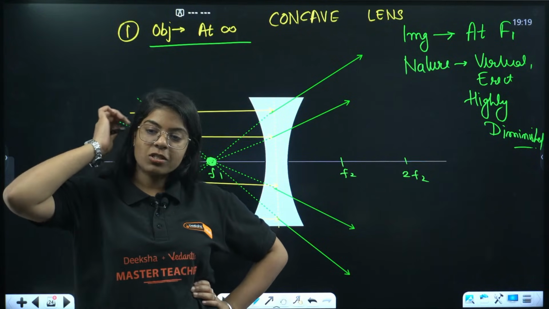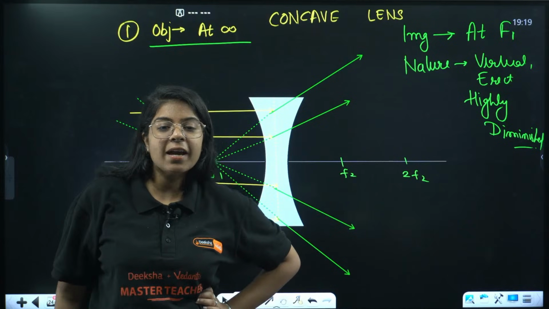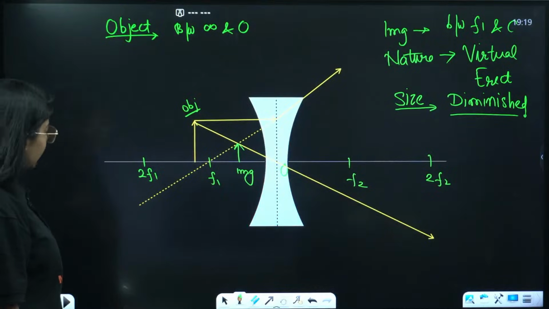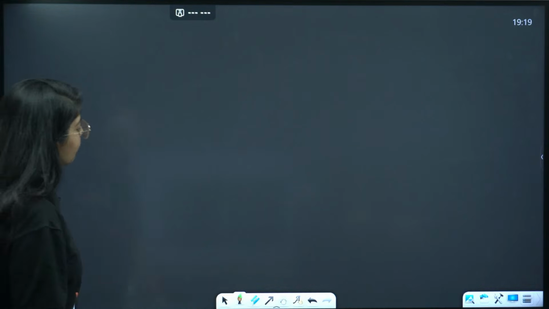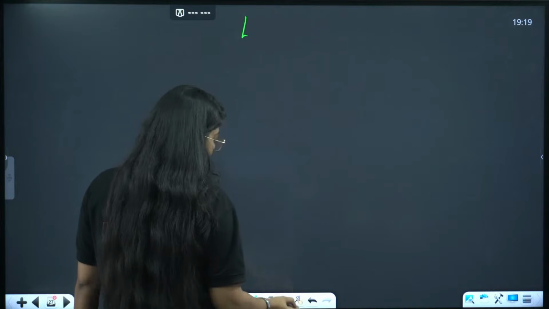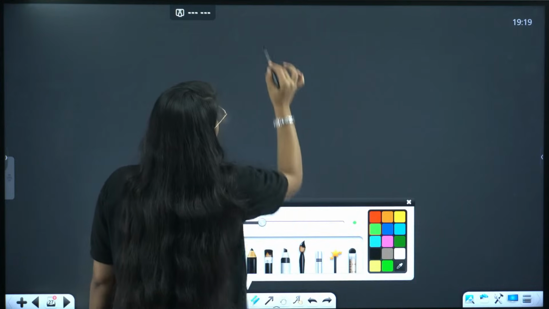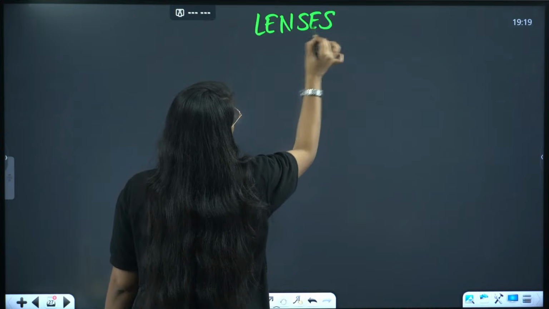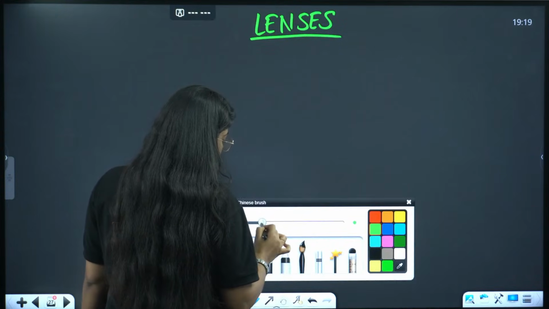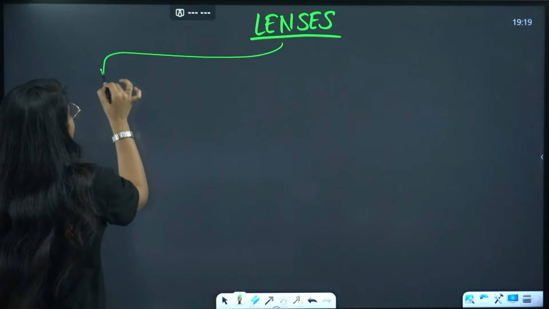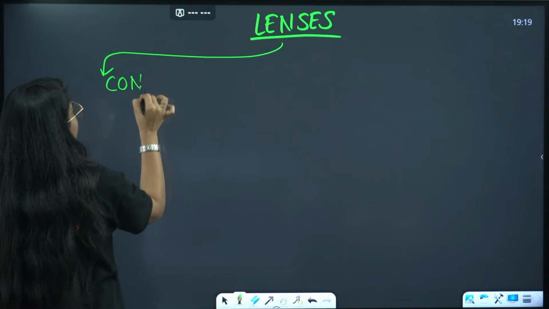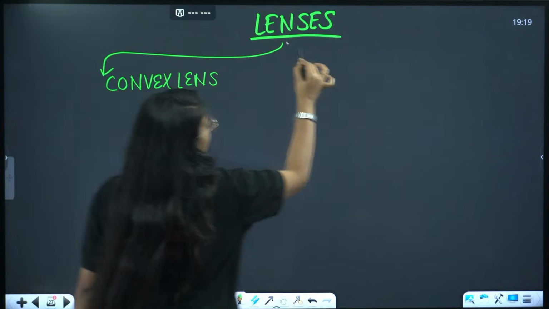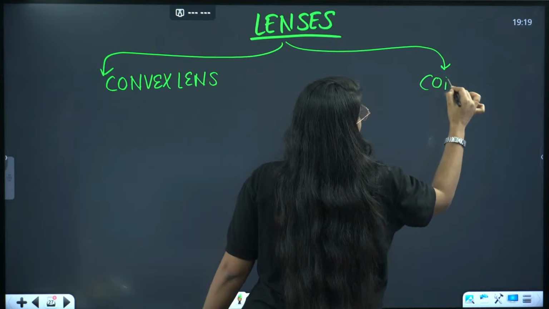We are almost done, although. Okay? Done. First case is done. Let's make a quick summary of the lenses. We have studied two kinds of lenses. Which lenses are they? It is convex lens, right? And the another one is concave lens.